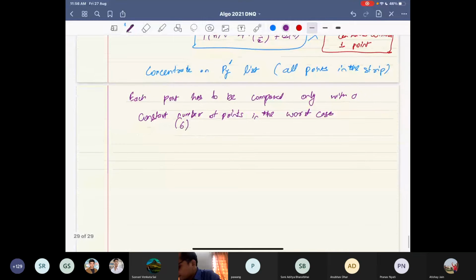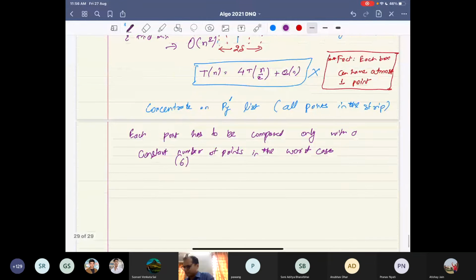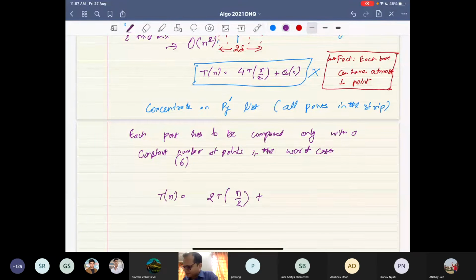Right? So once I have this, what is my recurrence? T(n): I divide into 2 subproblems of n by 2 each, plus the extra work I am doing, which is this comparison. How much time will it take? In the worst case, all points are in the strip, right? And I have to compare each point with the next 6 points in the worst case. So this will still give order n. And what will this give you? You have solved this multiple times.